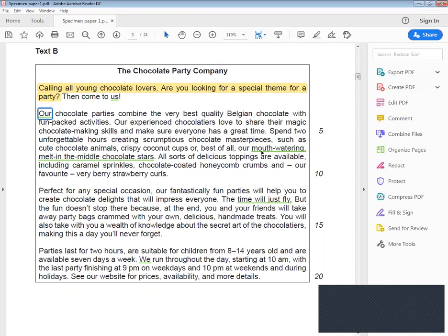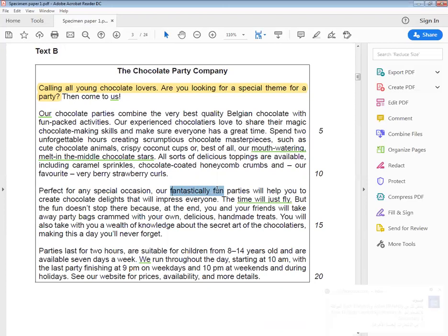When we go through the text, you're going to find that he used persuasive language like "mouth-watering, melt in the middle, chocolate stars." How does this phrase make you feel? Doesn't it make you feel like you want to taste this chocolate? It makes you feel that this is very delicious. And here in the next paragraph, we have "fantastically fun." This is a sound device, alliteration, to make it memorable, to make it easy for the reader to remember it.